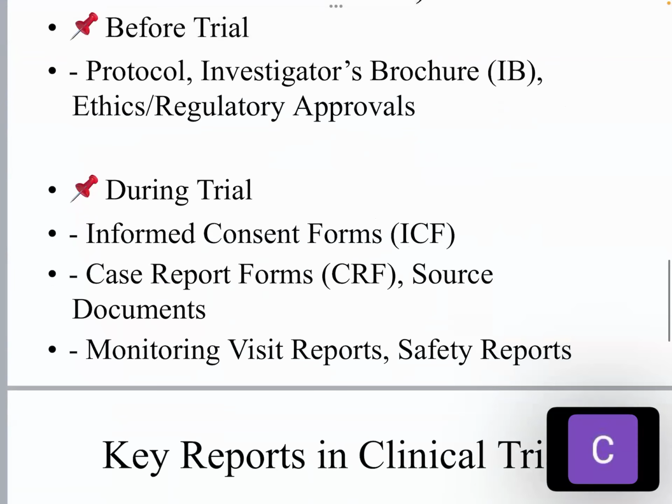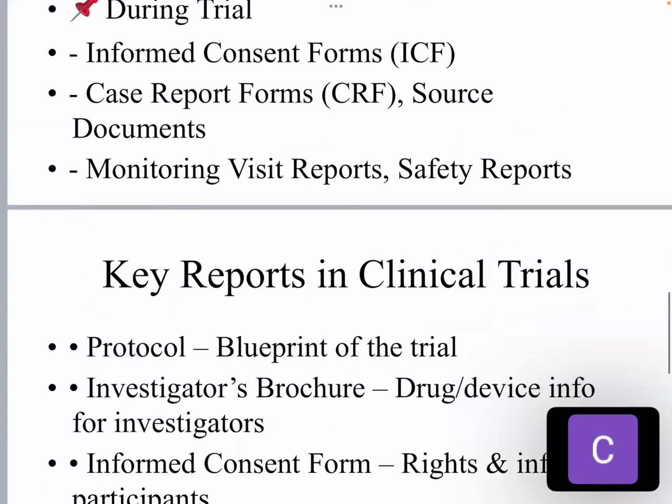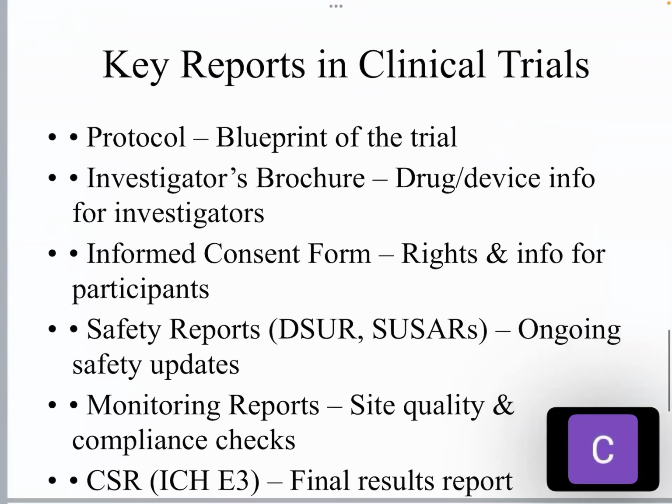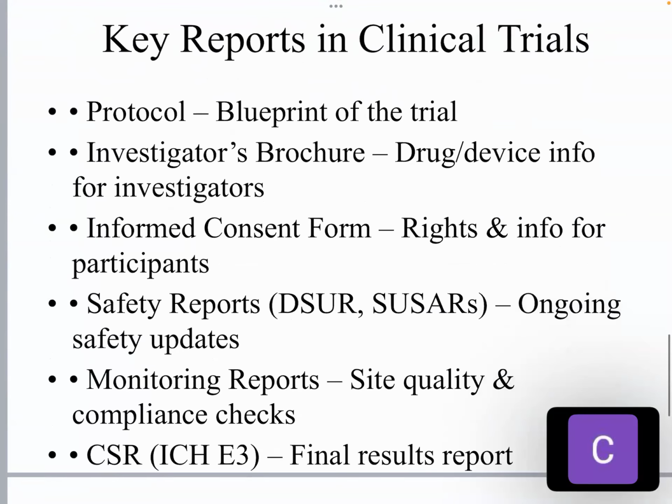During your informed consent, you are filling the data in CRFs, monitoring reports, safety reports, that you do during your trial. I just wanted to give you an idea of what the key important documents in a clinical protocol are. Of course, the plan of your study.